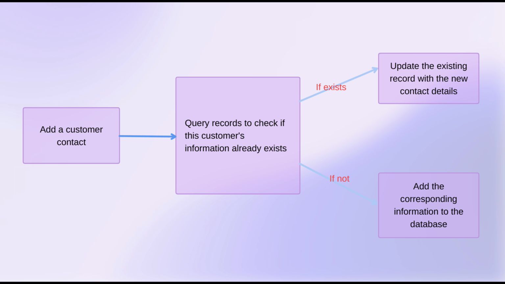For example, you can use the Query Record node to check if a customer's information already exists in your database. In cases where the company information already exists, you can use the Update Record node to update the existing record with the new contact details. If not, you can use the Update Record node to add the corresponding information to the customer info. Let's see how to do it.